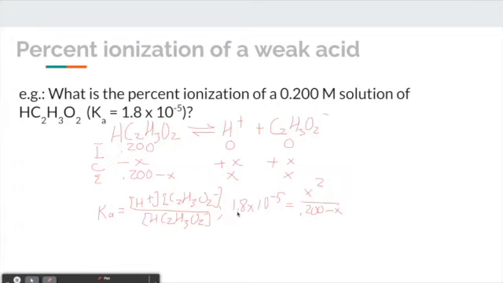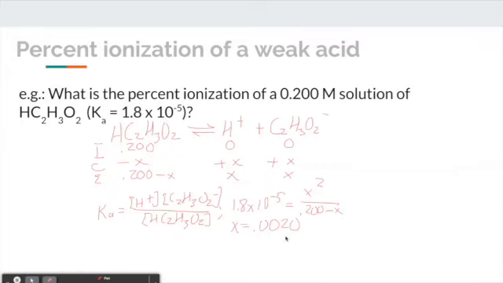I'm using the simplification, so I'm just going to take 1.8 times 10 to the minus 5 times 0.2, and then I'm going to take the square root of that number to get X. And I come up with the value of X being 0.0020. So that's 0.1% of 0.2. So my assumption to drop the X in the denominator was fine.